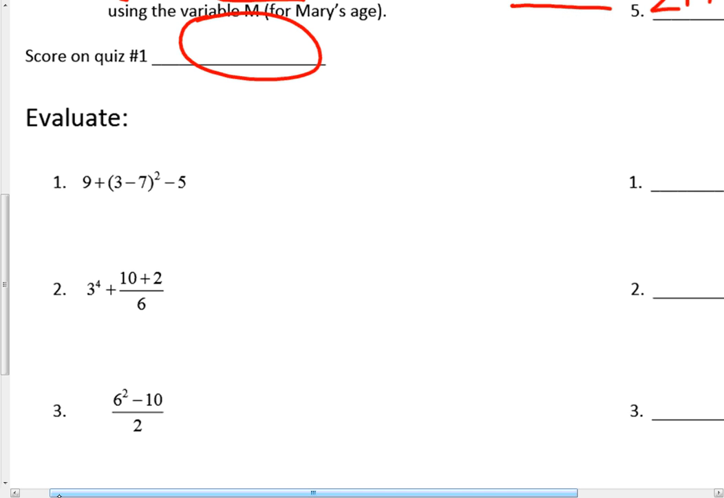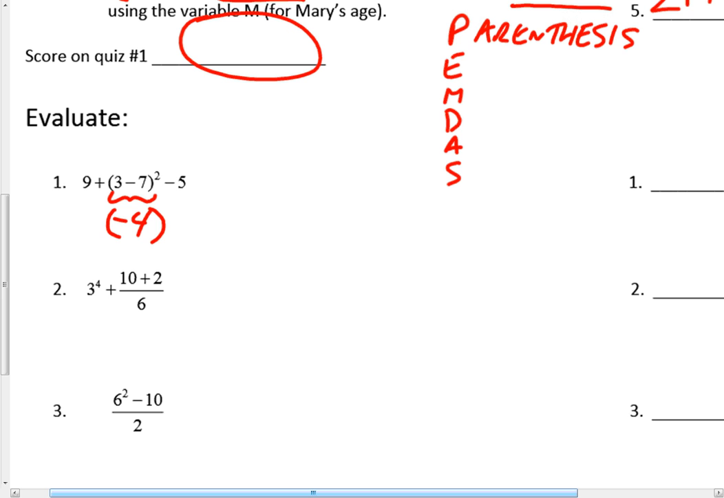Nope. Because remember PEMDAS? Do you guys remember this? What does the P stand for? Parentheses. What's in the parentheses? So I want to do that first. What's 3 minus 7? Put parentheses around it. That should have been your first step. Take a look. Did you do that as your first step?